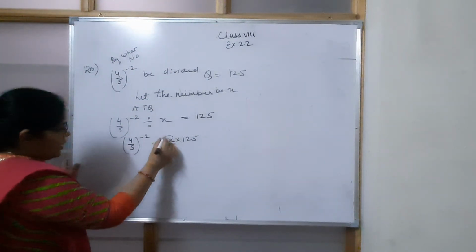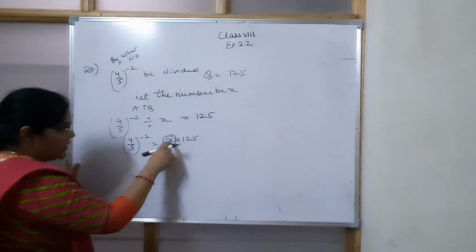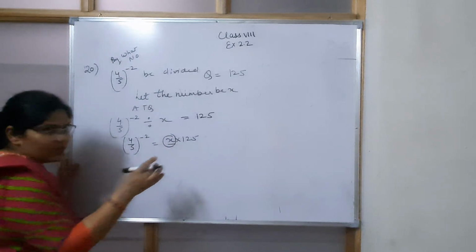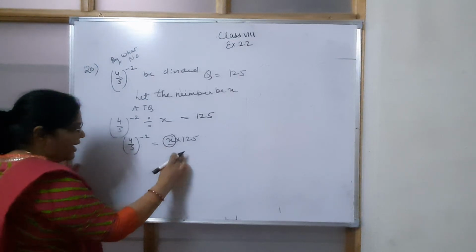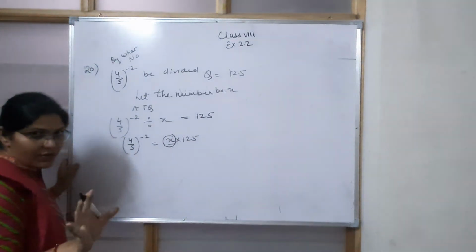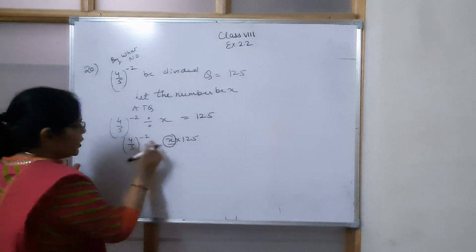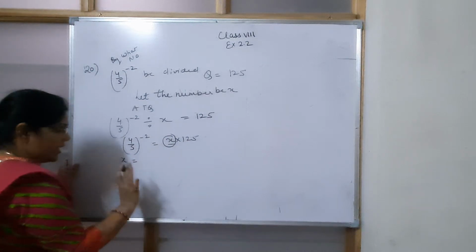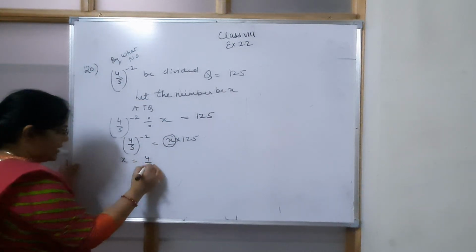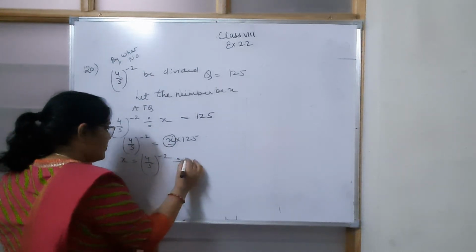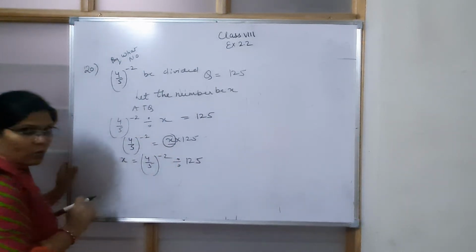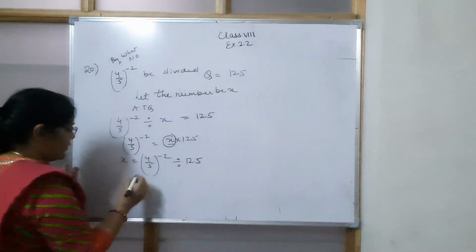So we need to find x. 125 is multiplying, and we want x alone, x equals something. So this is in multiplication, it will go to division here. So x we want here, this is already at its place. Now this 125 will be going in division.